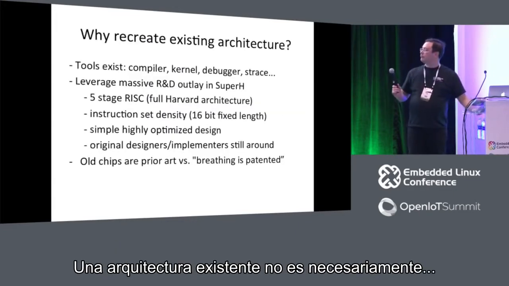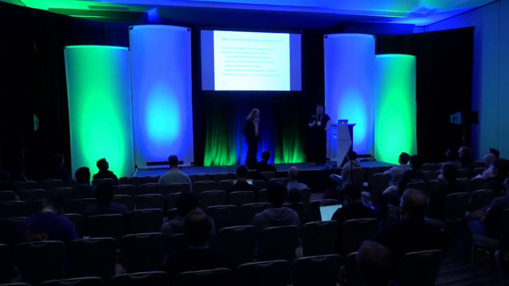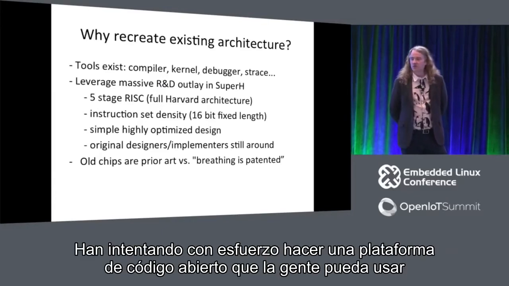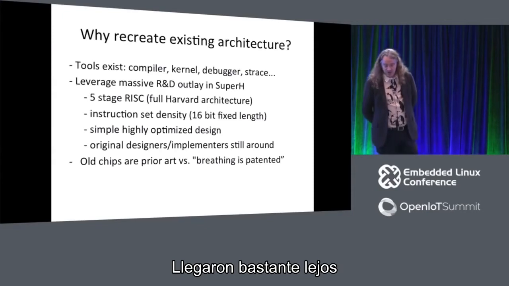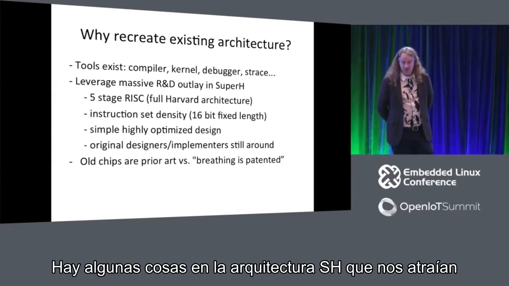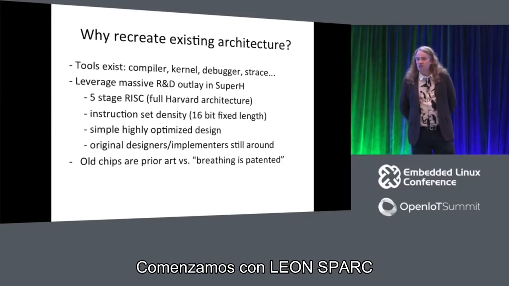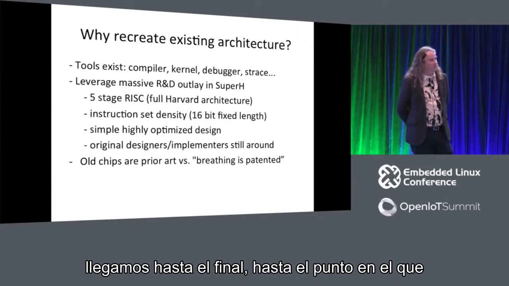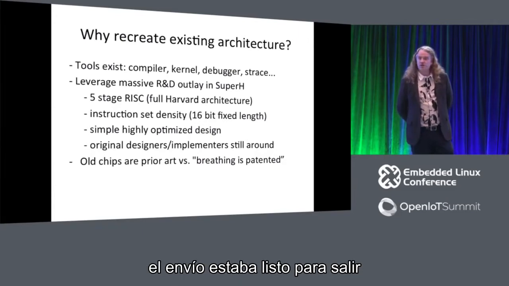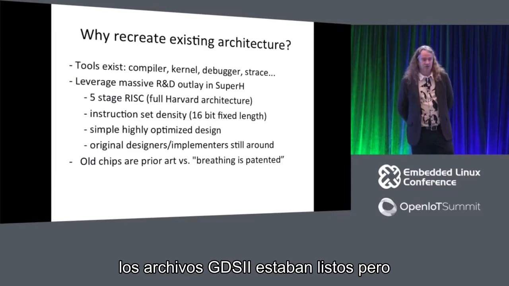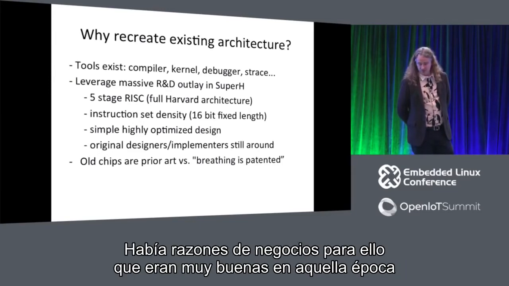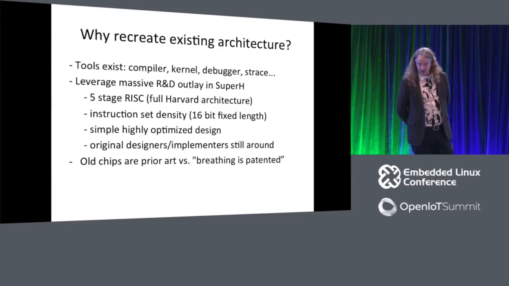So an existing architecture is not necessarily what people would start with. Everybody probably knows about OpenRISC. They tried very hard to make the open source platform that people were going to use. They got quite far down the road. There were a few things in the SH architecture that were attractive to us. We started off with Leon Sparc. We started doing that in the early 2000s. We got all the way down the road to the point where the chip was ready to tape out. So the GDS files were cut, but we didn't spend the money to actually do the masks. There were business reasons for that, but they weren't very good ones at the time.